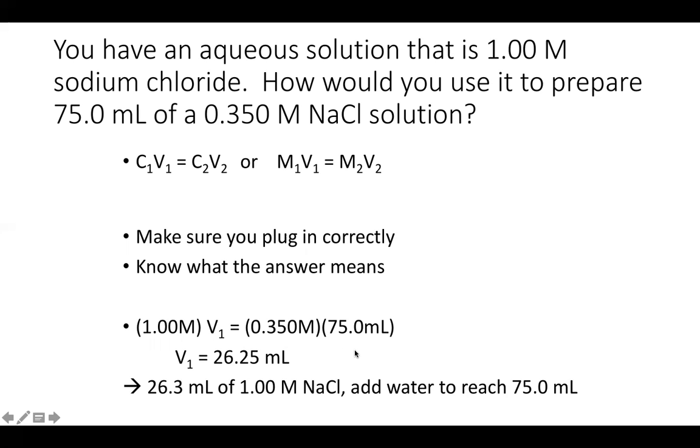So again, 2 things: making sure you're plugging in correctly, and then knowing what that answer means. If you're in a lab working, what do you do with this 26.25? What you do is down here. 26.3 mils comes from the 1 molar sodium chloride solution, and then you would dilute it by adding water to get up to 75.